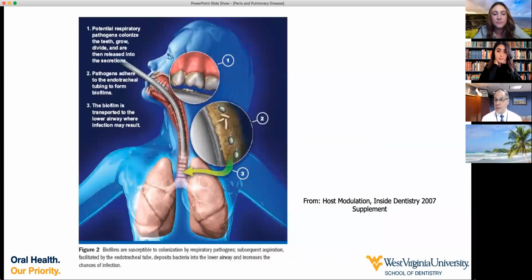The same thing with intubation. You can actually see a colonization of a person who is chronically intubated, a biofilm forming. It's no different than someone who has an indwelling catheter or any other intubation into the body. Biofilms can form on these devices, and those biofilms could be transported down into the lower airway, where again you can get an infection.